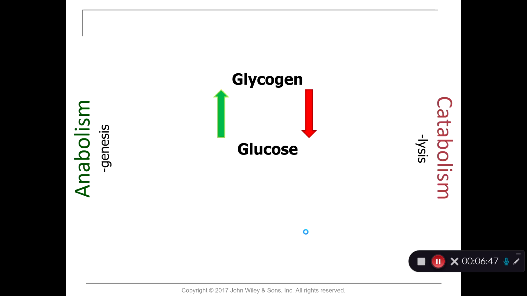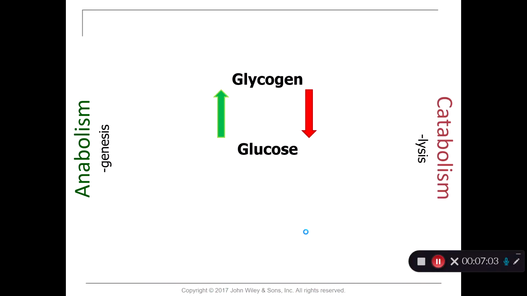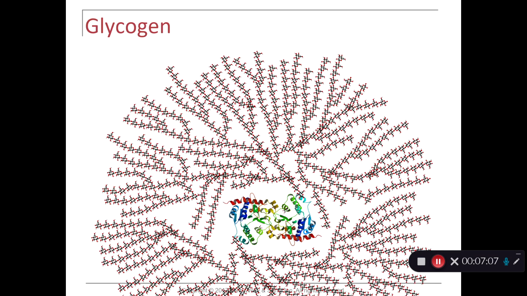Now that we're inside the cell, we've gotten through GLUT4, insulin's helped us out a little bit. We're in the liver for now, or maybe we're even in the muscles for now. If we wanted to make or break things up, there is something that we will do. We can make glucose into glycogen. So here's a picture of glycogen.